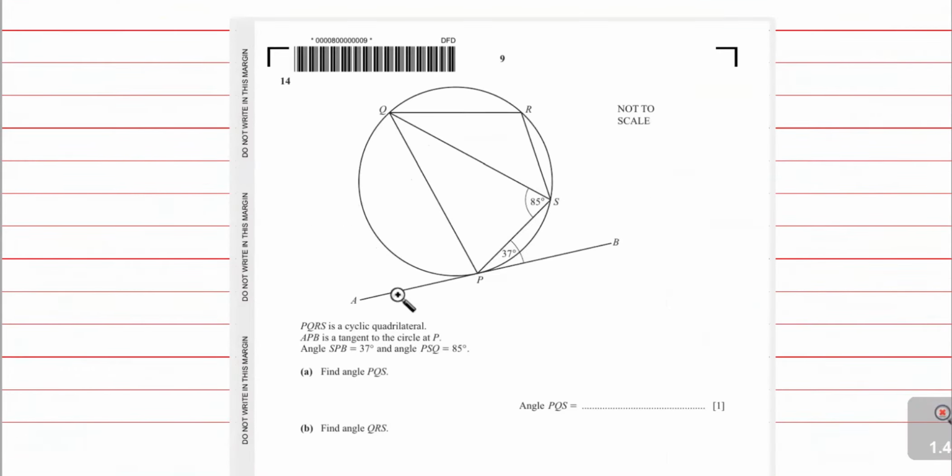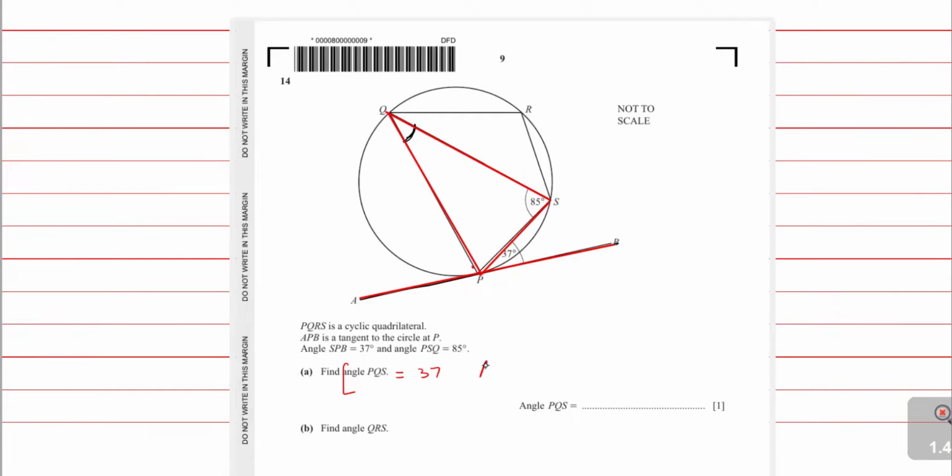Next question, question number 14. In question 14, PQRS is a cyclic quadrilateral, find angle PQS. And look here, this is the tangent line, this is the chord PS. The angle between the chord and tangent is 37, and the angle in the alternate segment, PQS, will be equal. Therefore, we can write the angle PQS equals 37.